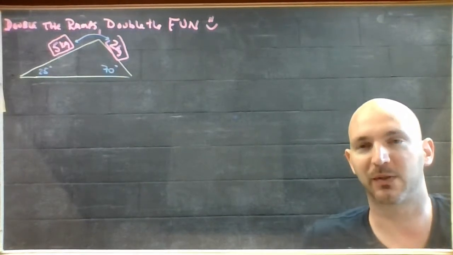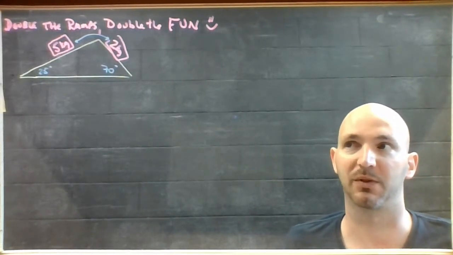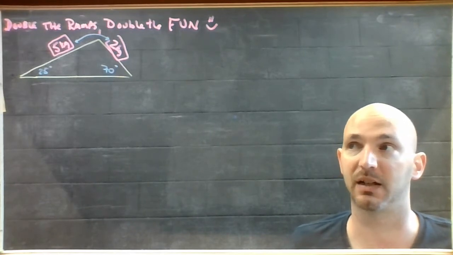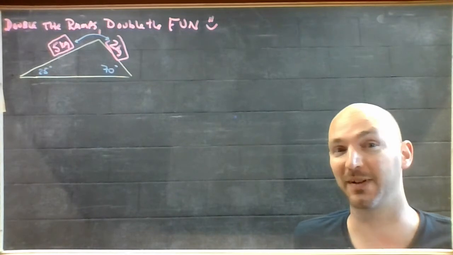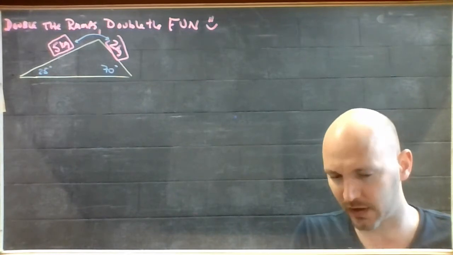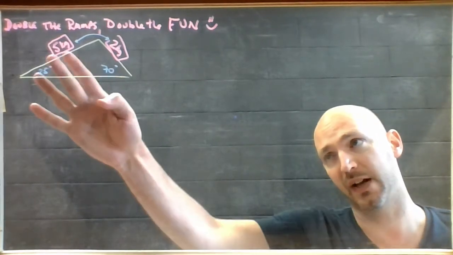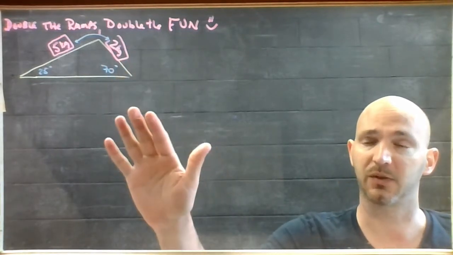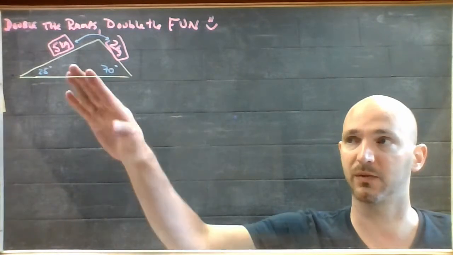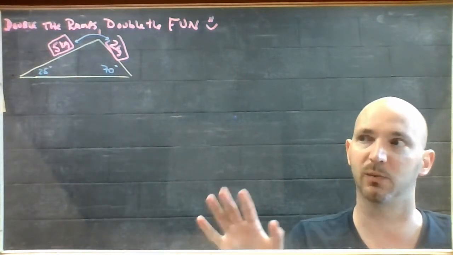So indeed, we're about to discover that if you double the ramps, do you indeed double the fun? Of course you do. You also double the work, but that's where the fun comes in. So if I do this sort of thing, a 5 kilogram block and a 2 kilogram block tied together, the 2 kilogram is on a 70-degree angle, the 5 kilogram is on a 25-degree angle. Which one's going to win?